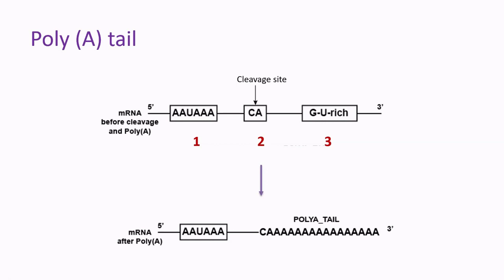So the second modification that occurs in the mRNA is addition of the poly A tail. In newly synthesized mRNA, these three sequences constitute the signal for the poly A tail. This is known as the polyadenylation signal, the first signal. This second is known as the cleavage site, and this is the last part of the newly synthesized mRNA, which is rich in G and U. So after cleavage of this cleavage site, a tail of adenine residues is added, and this modification is known as poly A tail or polyadenylation of the mRNA.